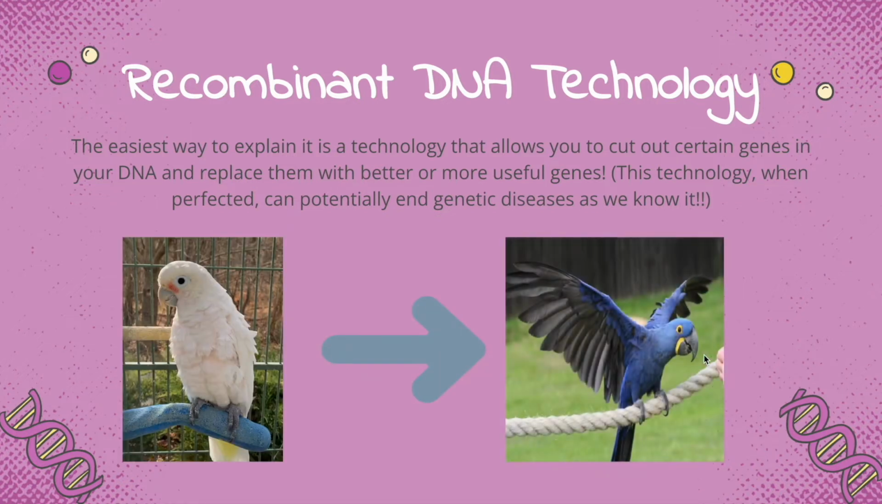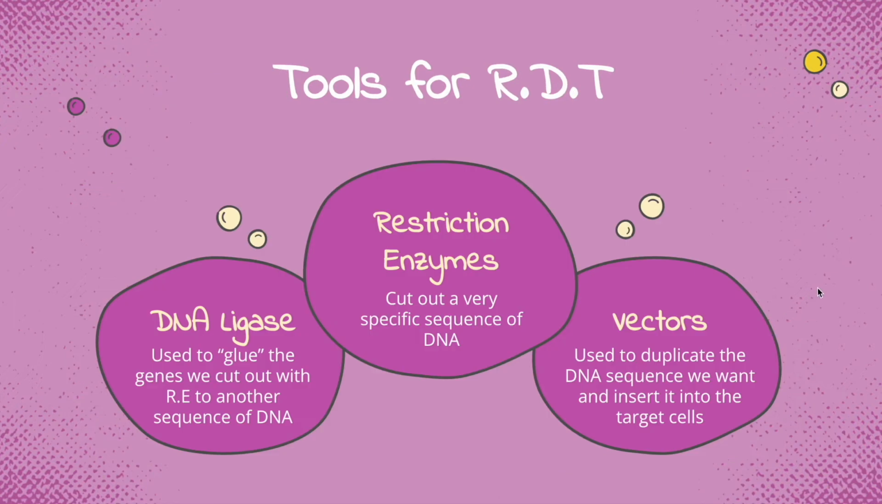So in a scenario of how this works, let's say I took my cockatoo Kiki and I want to make his feathers blue. Well, I would take the genes from this macaw and basically insert them into the feather cells of Kiki. So, tools for recombinant DNA technology.